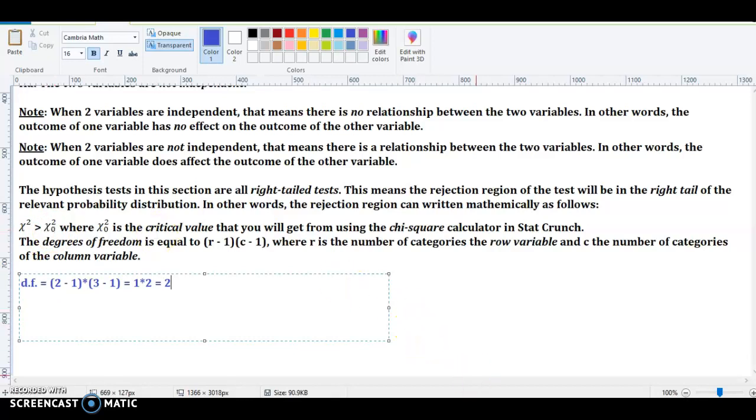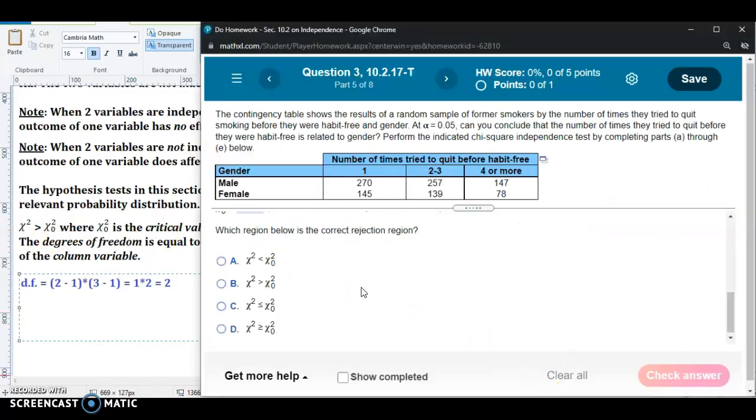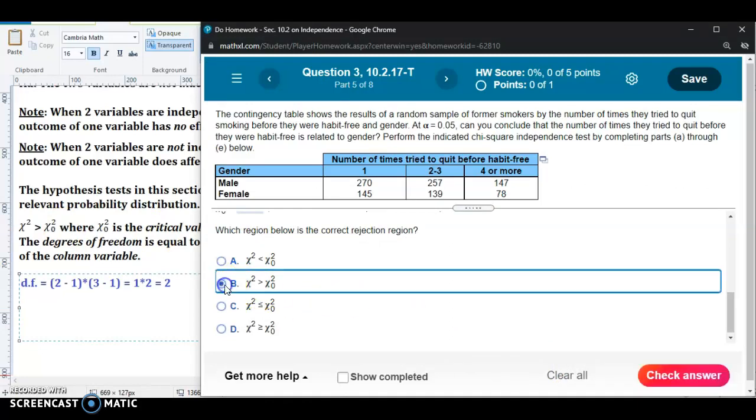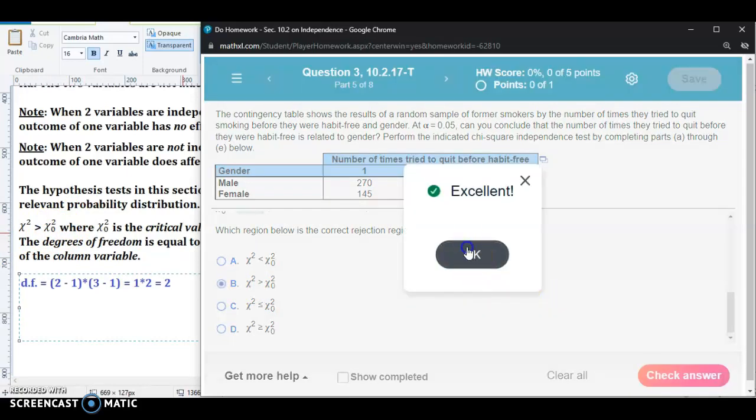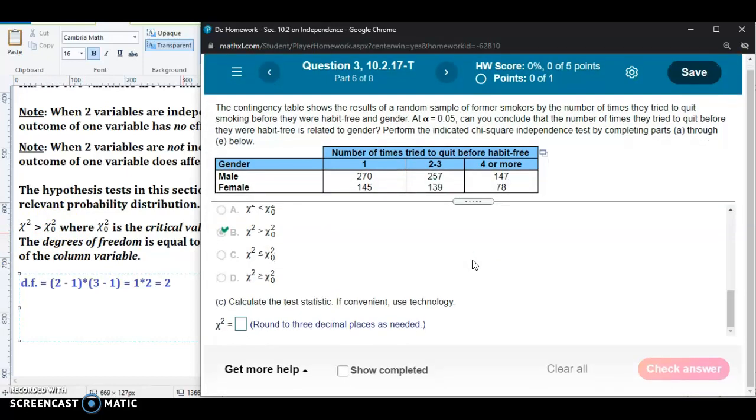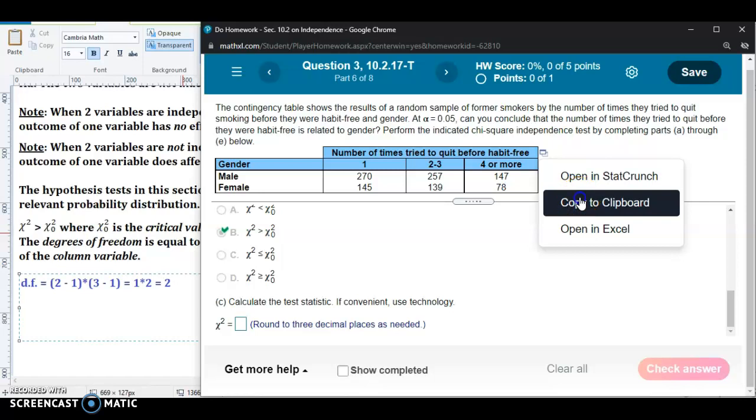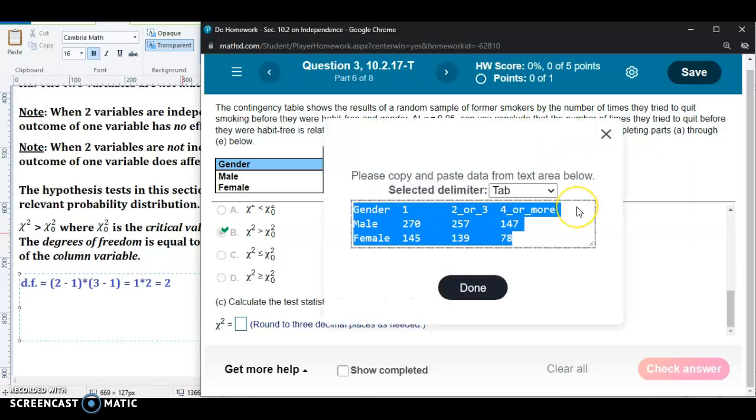But in any case, to answer this part of the question, select this answer choice, and then the one that looks like this. Then we're going to calculate the test statistic. To calculate the test statistic, we need to copy the table over into StatCrunch. So click on this icon here, click to copy table, select copy to clipboard, and then hit Command C or Control C on the keyboard to copy that data.